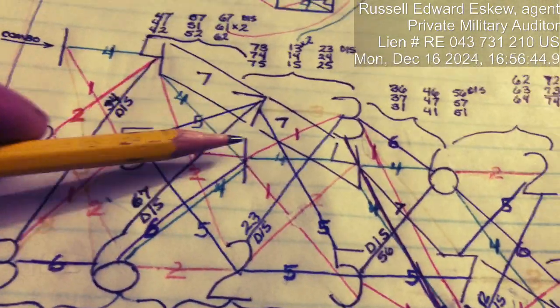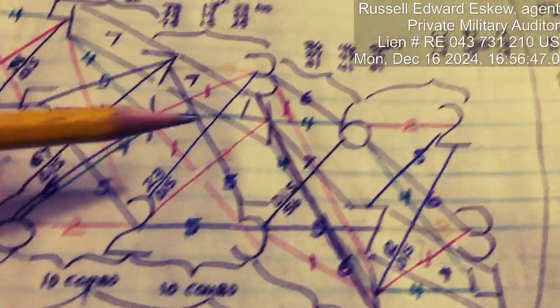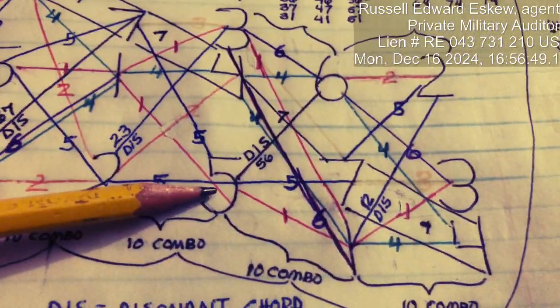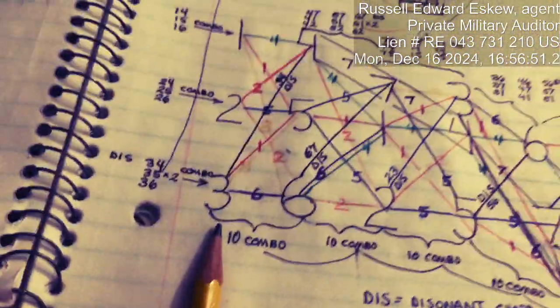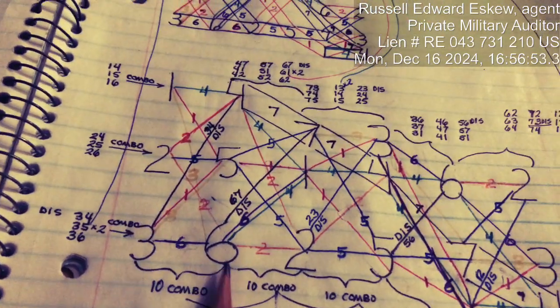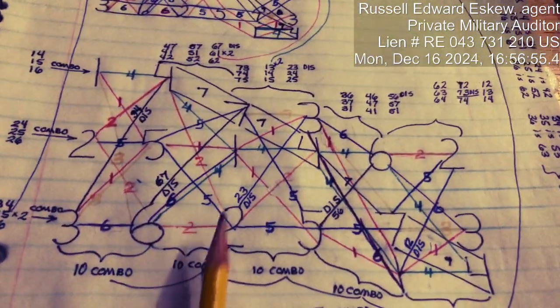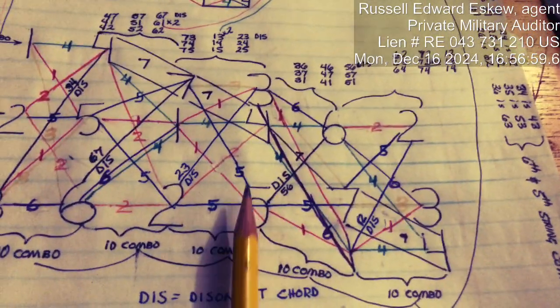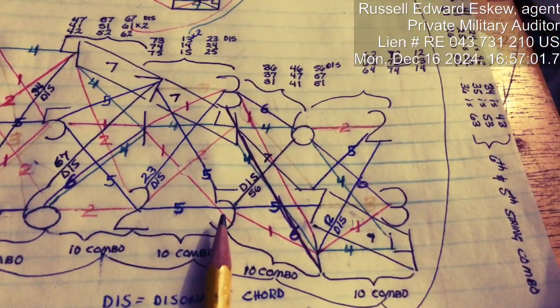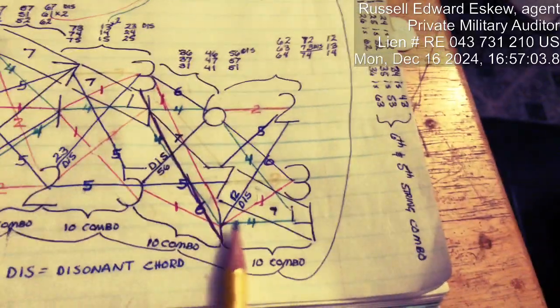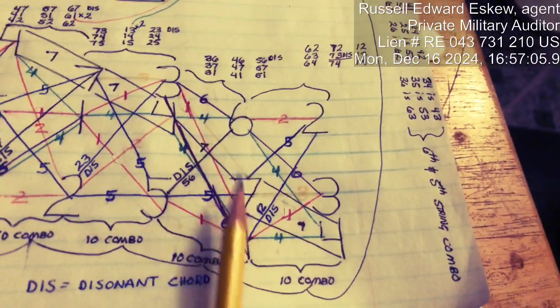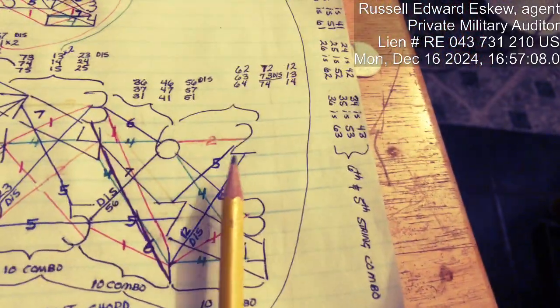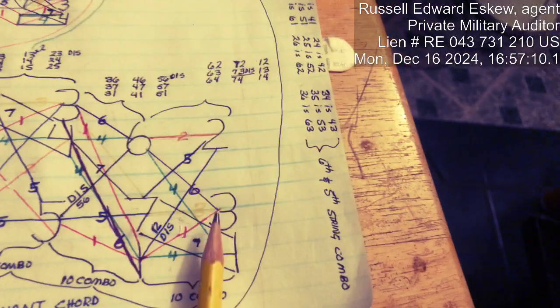So 7, 1, 2, 3, 4, 5. And this is the first string. This is the fifth string. This is the fourth string. This is the third string. The second string, which is 6, 7, 1. And the first string, 2, 3, 4.